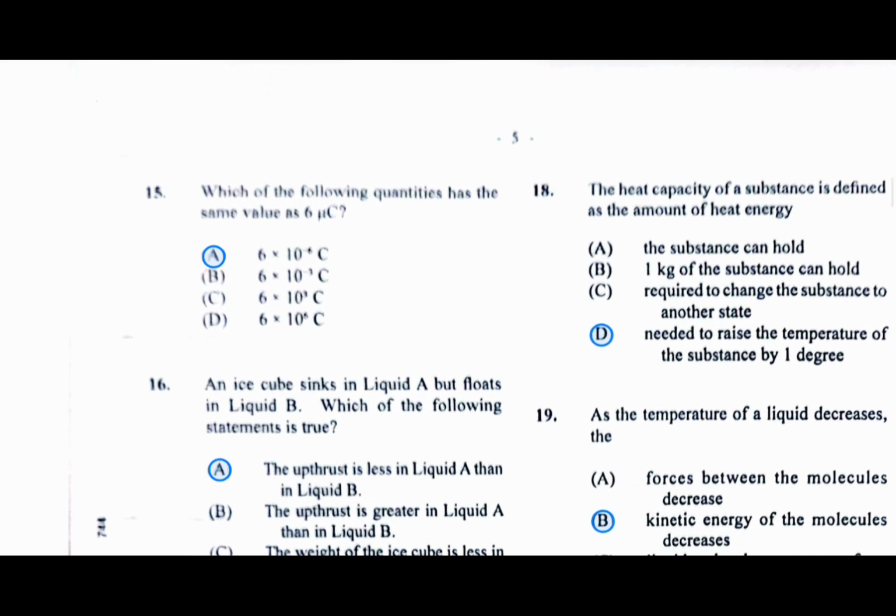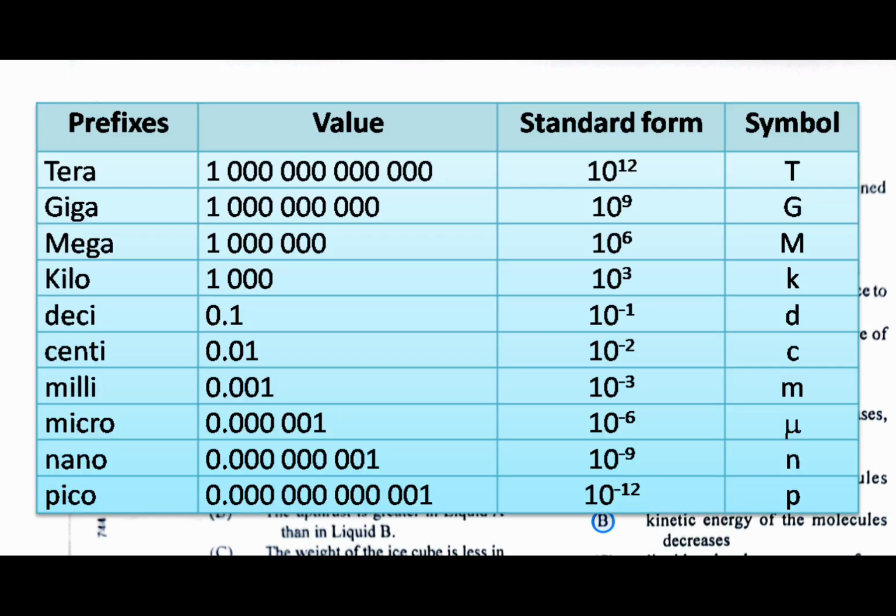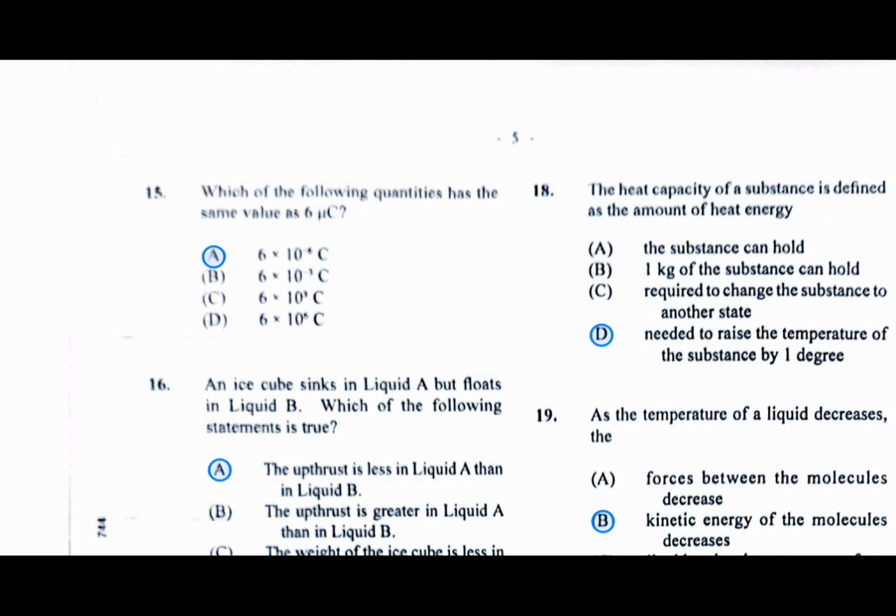Let's move on to question 15. Which of the following quantities has the same value of 6 microcoulombs? So guys, here is a list of all the prefixes you need to remember. But micro means 10 to the power minus 6, so the answer is E.